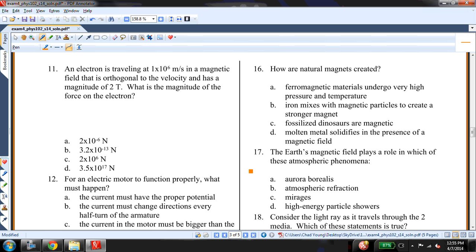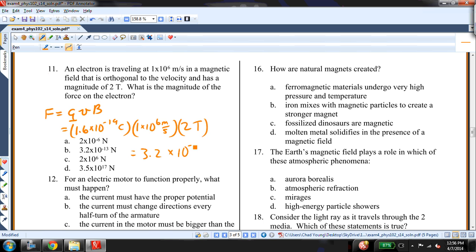An electron is traveling at that speed in a magnetic field with a magnitude of 2 Tesla. What is the magnitude of the force on the electron? All right, well, this is F equals qvB. I'll leave off the sine theta because it's orthogonal. Charge is 1.6 times 10 to the minus 19 coulombs. That's on your equation sheet. V is 1 times 10 to the 6 meters per second. And B is 2 Tesla. Let's see, that's 3.2 times 10 to the minus 13. So B is the right answer for number 11.